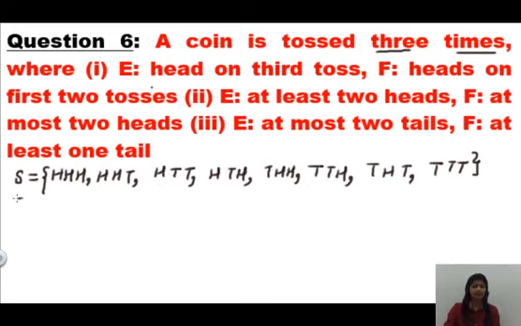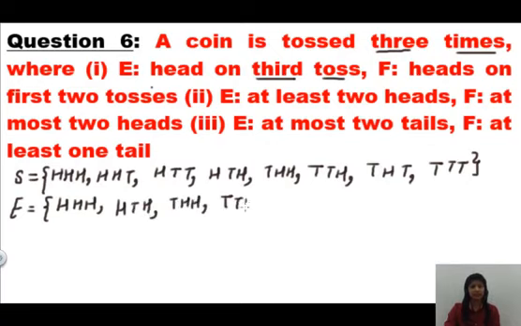Let us write event E. In event E, we have to write the outcomes in which there is a head on the third toss. So in the first and second place, it can be either a head or a tail, right? We don't have to be concerned about it. We just have to see that we have a head on the third toss. So head, head, head has a head on the third toss. Then head, tail, head. Then tail, head, head. Tail, tail, head. So these are the 4 outcomes here.